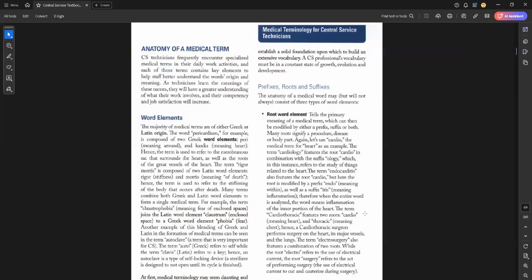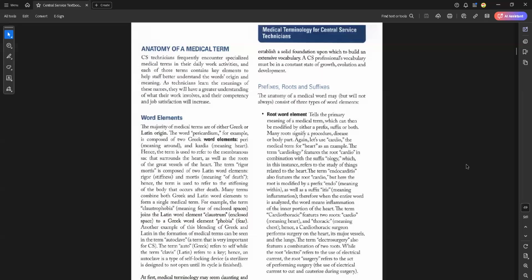Now, I don't know if you can see my cursor. When you see prefix, roots, and suffix, that's P for prefix, R for root, and S for suffix. That's the sequence. So in case you forget, just go by A, B, C, D up to P, the prefix, R. Let's begin with the prefix.